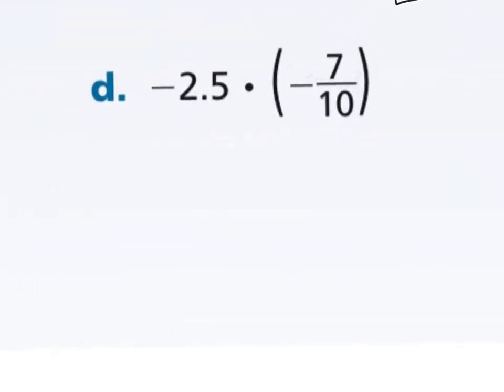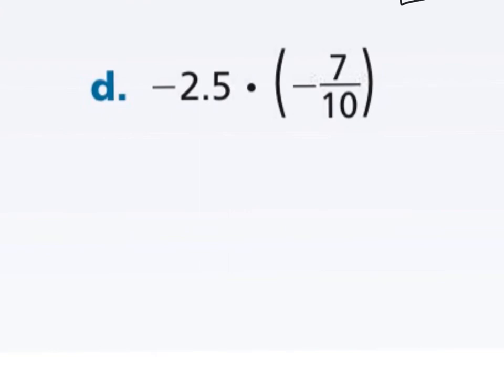Part D, again, we could change the -7/10 to a decimal. -7/10. We have a negative times a negative. Bad guy leaves town, that's good, so my answer is going to be positive.